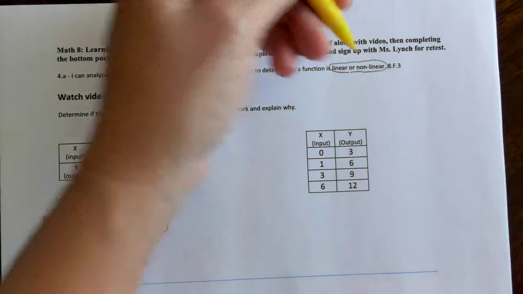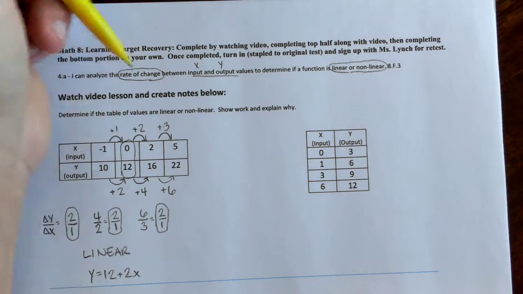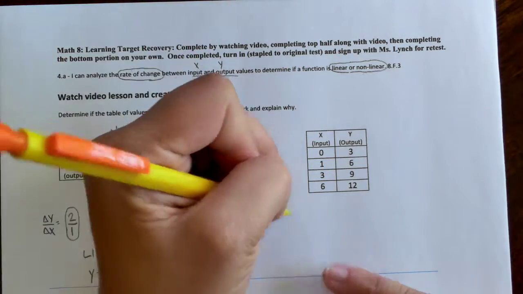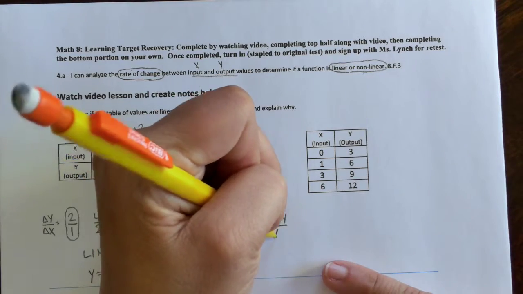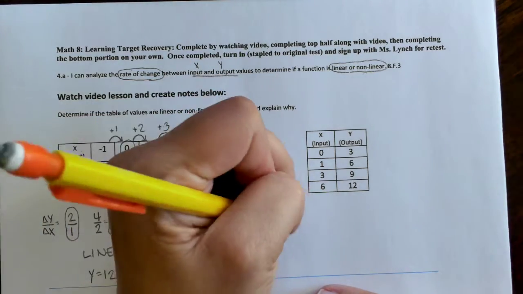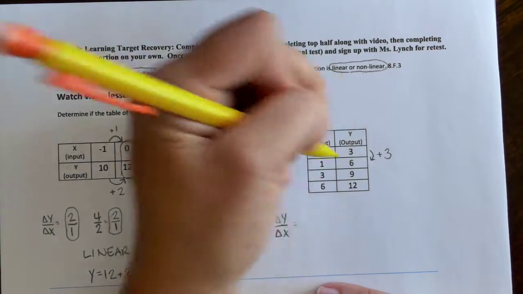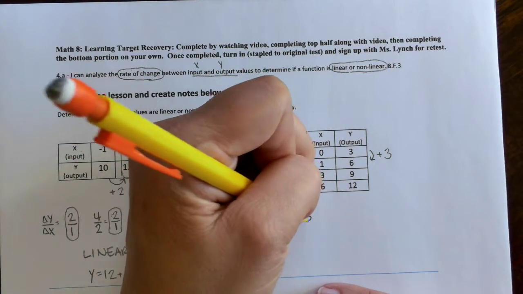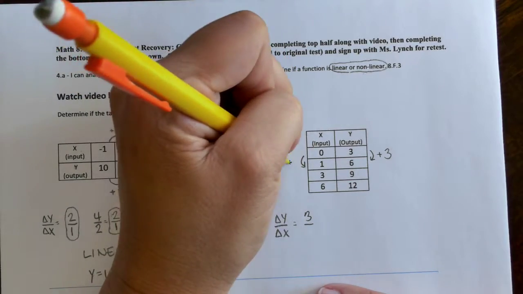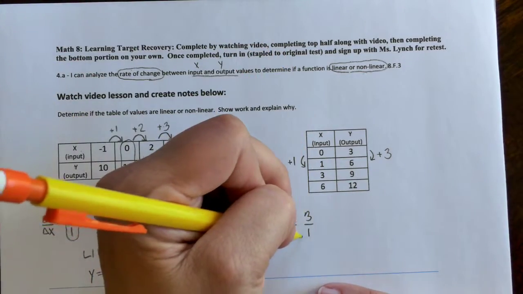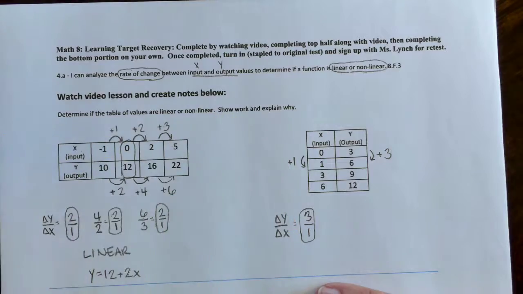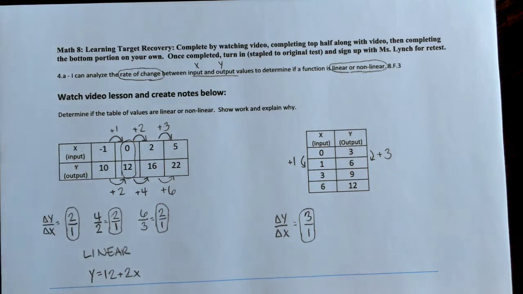Same thing, is it linear or nonlinear? We're going to be looking at rates of change between the inputs and the outputs. So I'm going to set that up, change of y over change of x. My change of y here is plus 3. 3 plus 3 gives me 6. So then I'm going to put 3 over change of x is plus 1. This is already in unit rate form. I need all of them to end up being 3 over 1 in order for it to be linear.